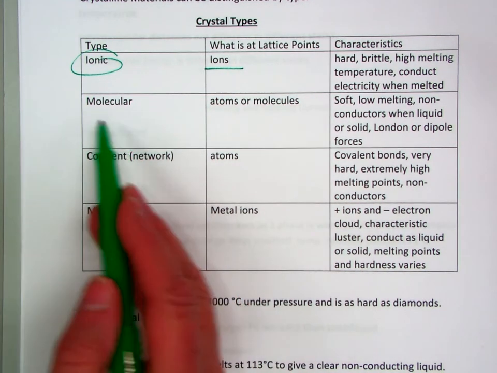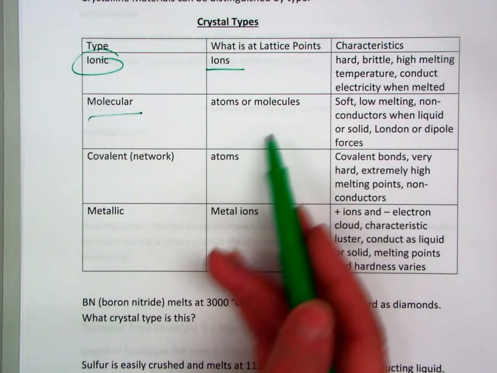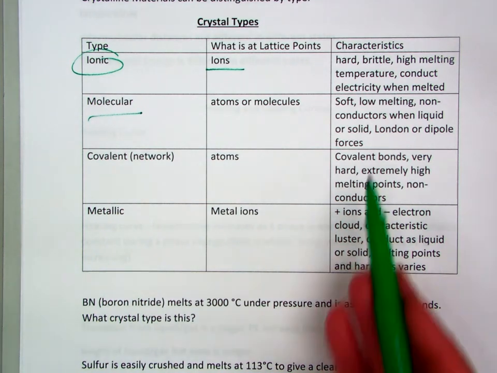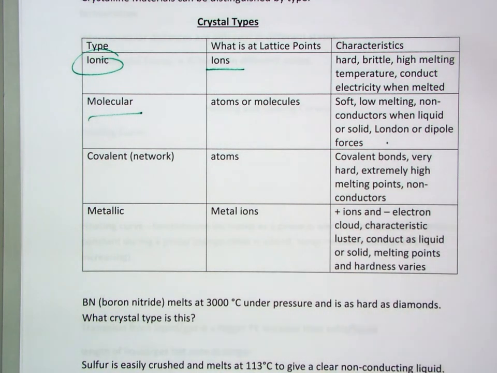If we have a molecular crystal, we have either atoms or molecules sitting at the lattice points. And they're just sitting around most times. Because they're just sitting there and they're not particularly attracted to each other, these things are soft materials, they're low melting points, and they are non-conductors, whether they're solid or liquid if they're molten. Typically, London forces or dipole forces are the only things attracting them to themselves.